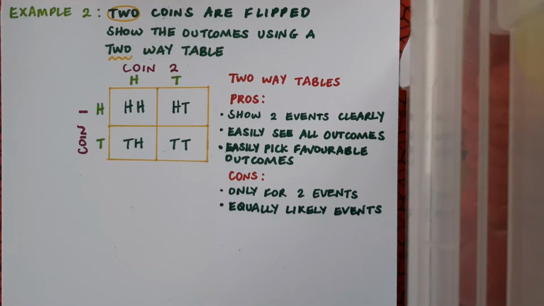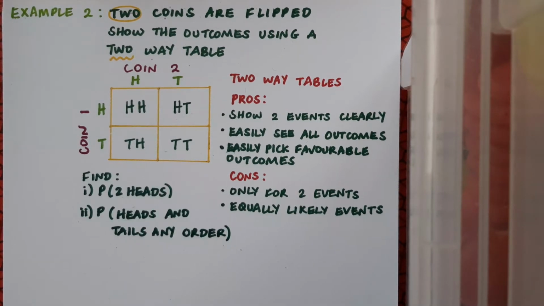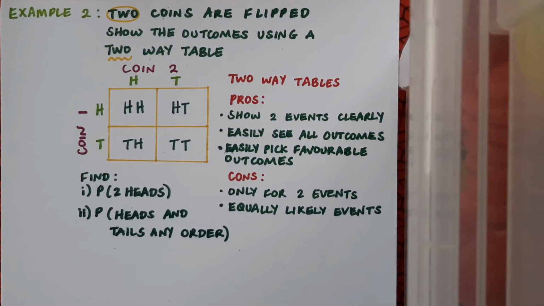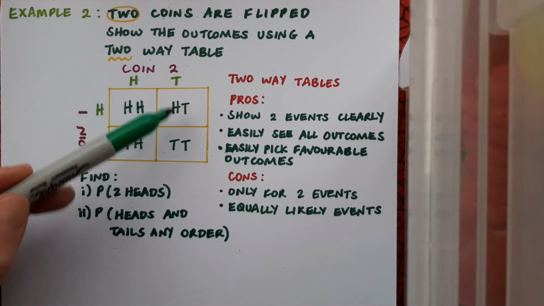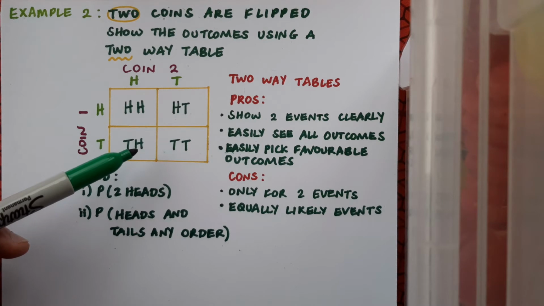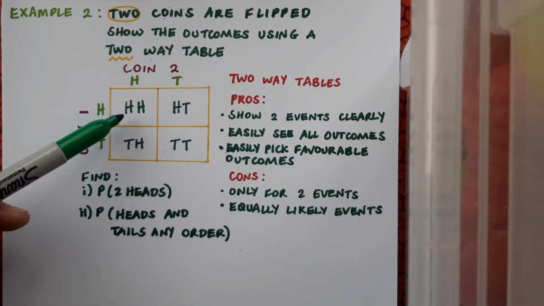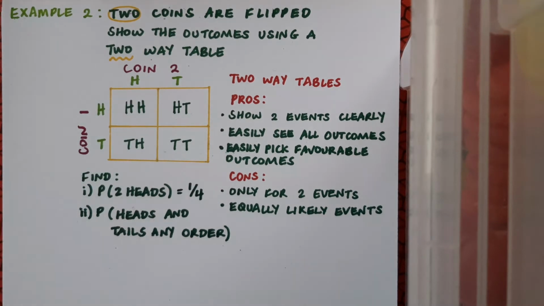So let's use this two-way table then to do a couple of calculations on probability. So there's two questions here. First of all, to find the probability of two heads. So I simply look at my two-way table. I see that there are 4 possible outcomes because there's 4 boxes in the grid. One of those boxes contains 2 heads. So I've got 1 favourable outcome out of 4.